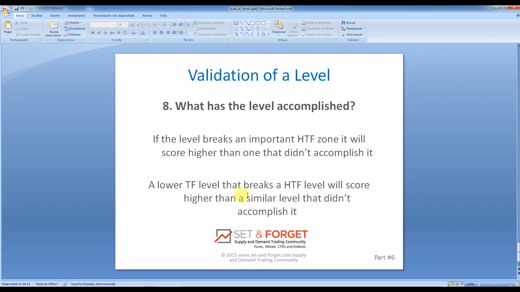A lower time frame level that breaks a higher time frame level will score higher than a similar level that didn't accomplish that. So if a daily area of demand removes an important area of supply on the weekly, do you think that level is weaker than one that didn't do it? So a level of demand that breaks a higher time frame area of supply is stronger than a level of demand that did not break a higher time frame area of supply. Okay, that's how games work.